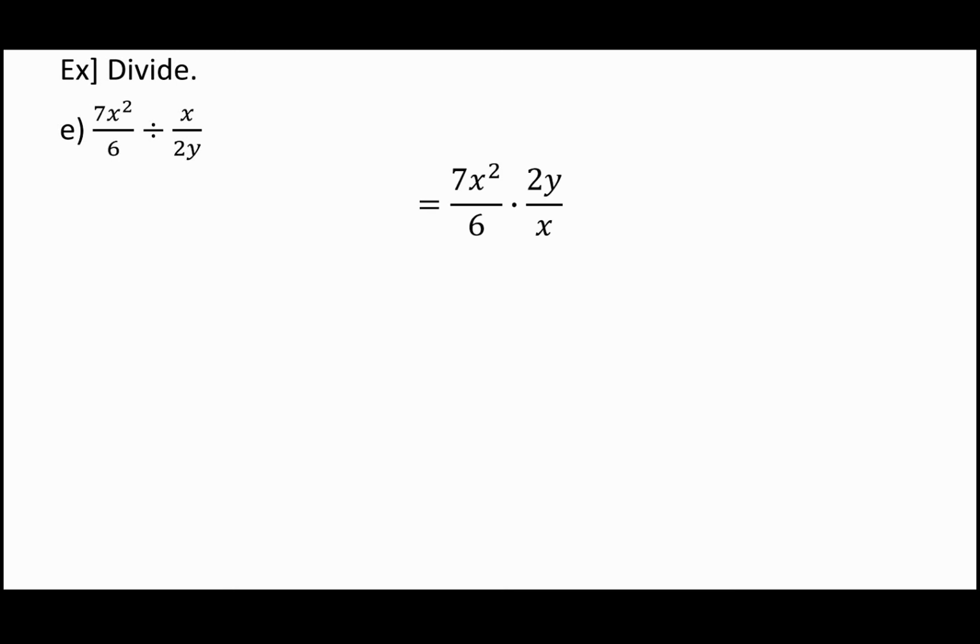Let's start by doing keep, flip, change right away. So that's what I've done in this very first step. In, for example, E, I am going to keep the first rational expression exactly as it is presented. I'm going to flip the second one over, and then I'll change the operation from division to multiplication. So it'll read as 7x squared over 6 times 2y over x. Instead of dividing by x over 2y, it's equivalent to say that you're multiplying by the reciprocal, okay?